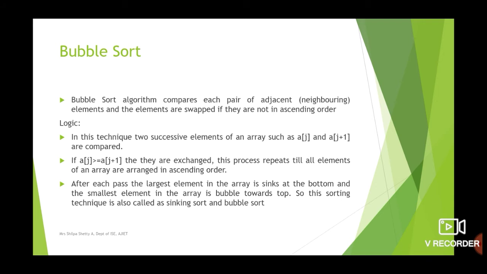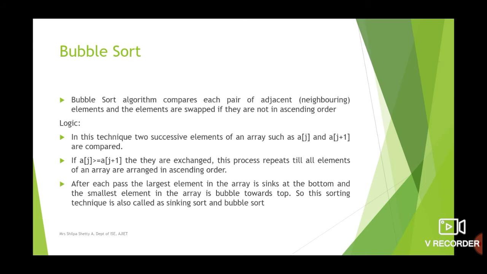The bubble sort algorithm compares each pair of adjacent neighboring elements, and the elements are swapped if they are not in ascending order. What this means is, in bubble sort, the neighboring elements are compared to see whether they are sorted or not. If they are not sorted, then the elements are swapped.